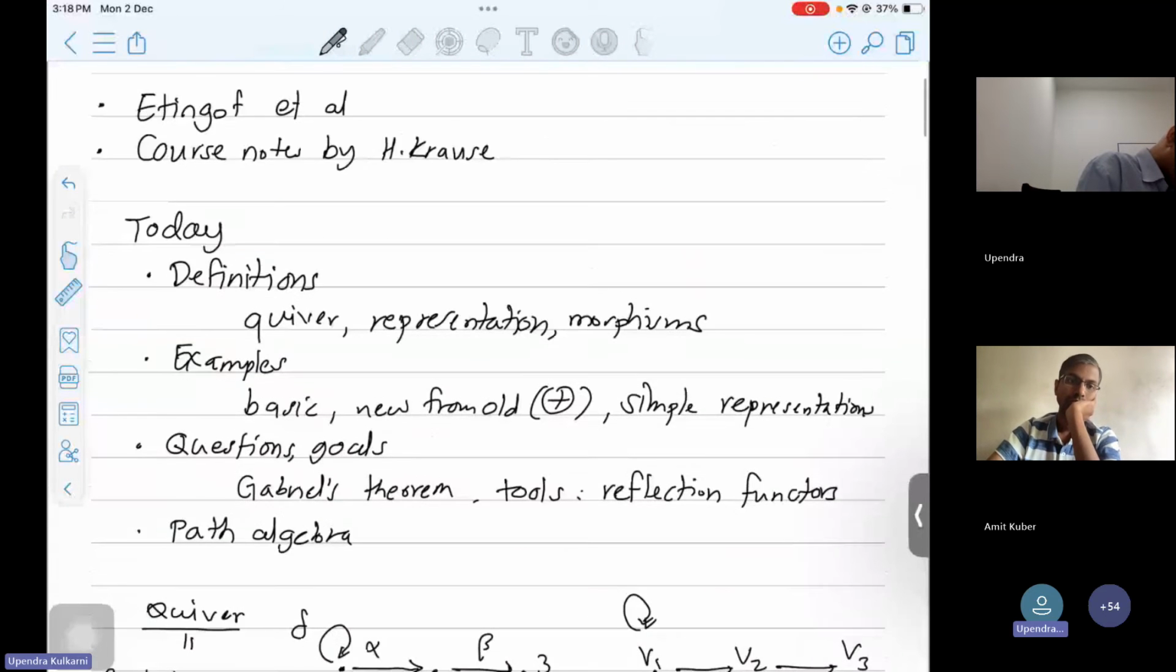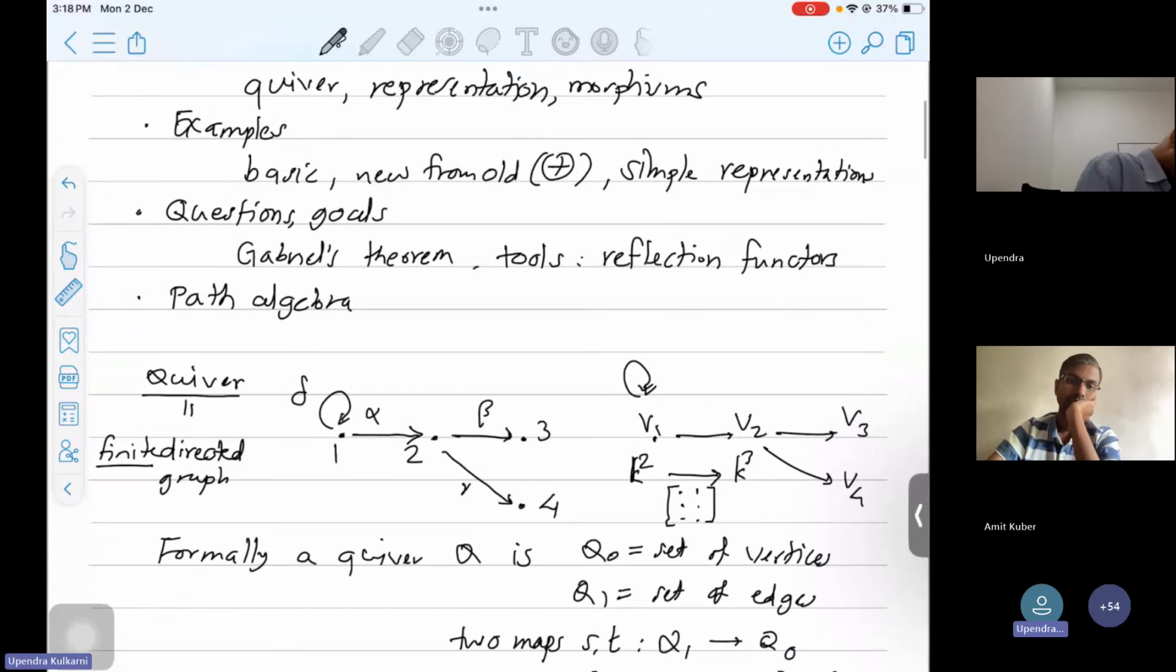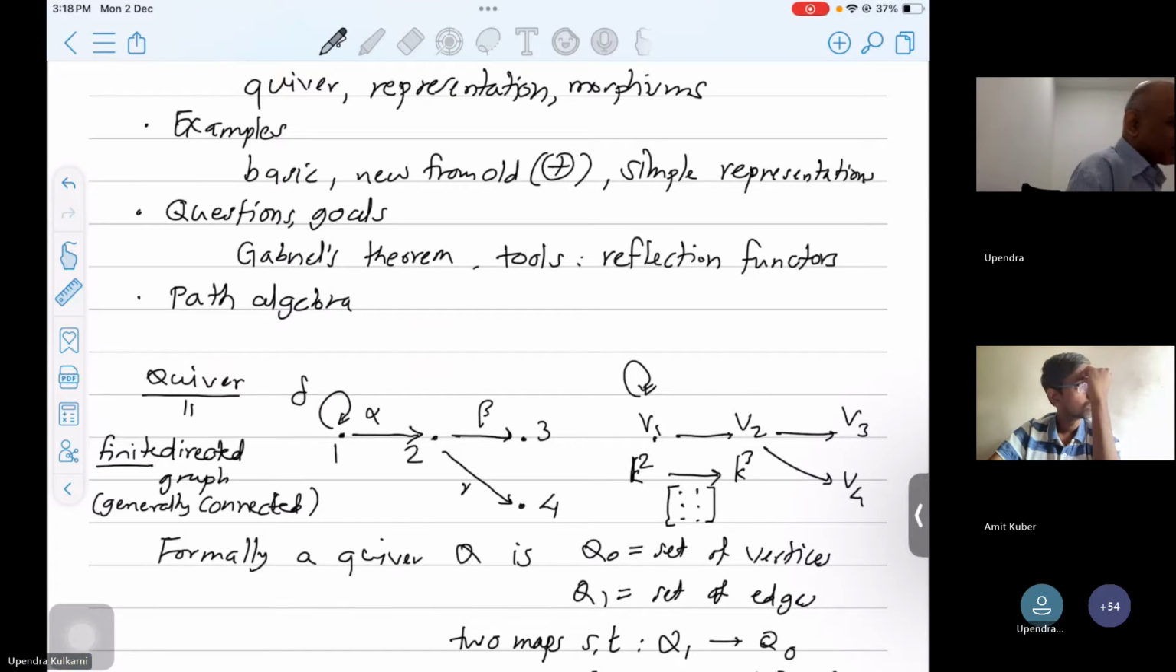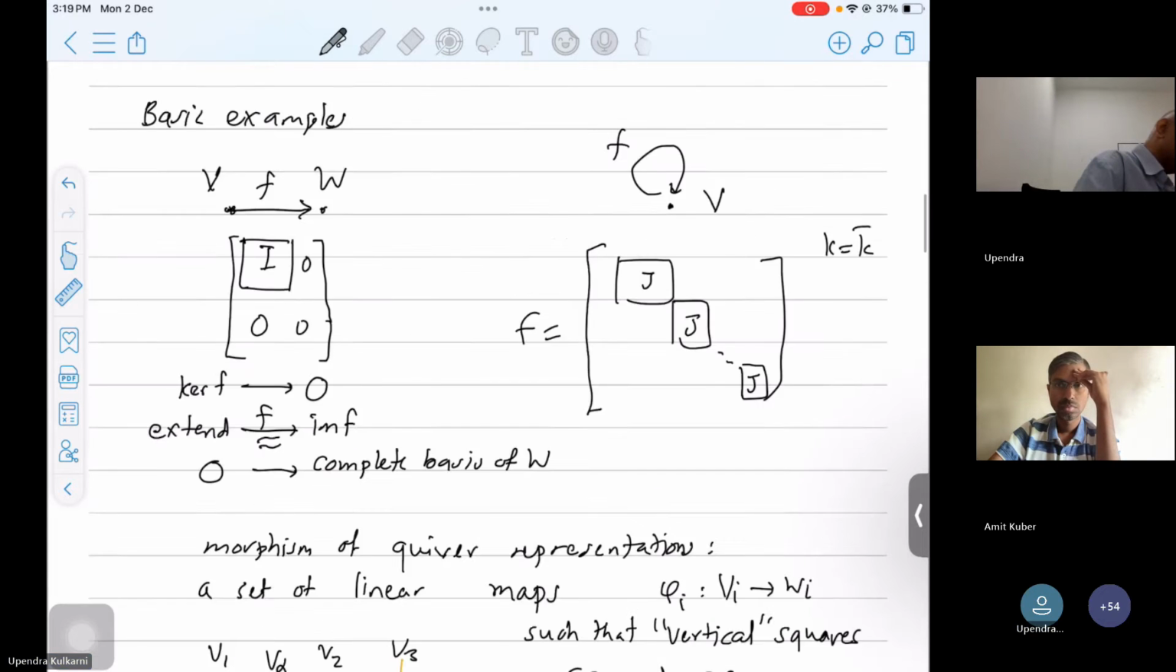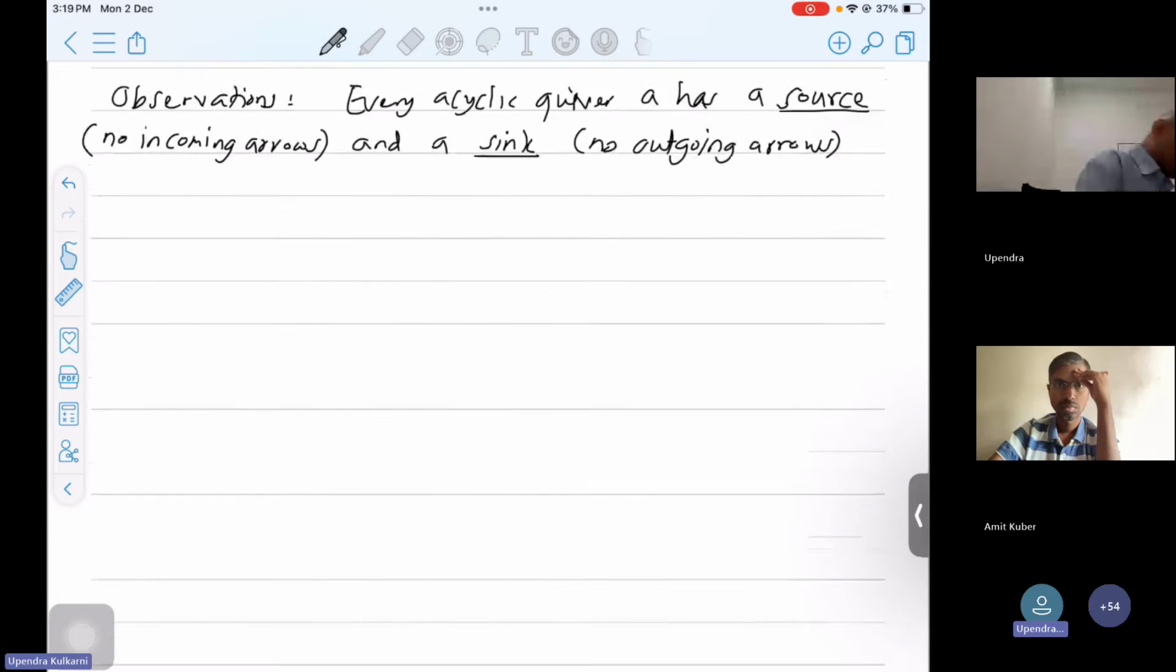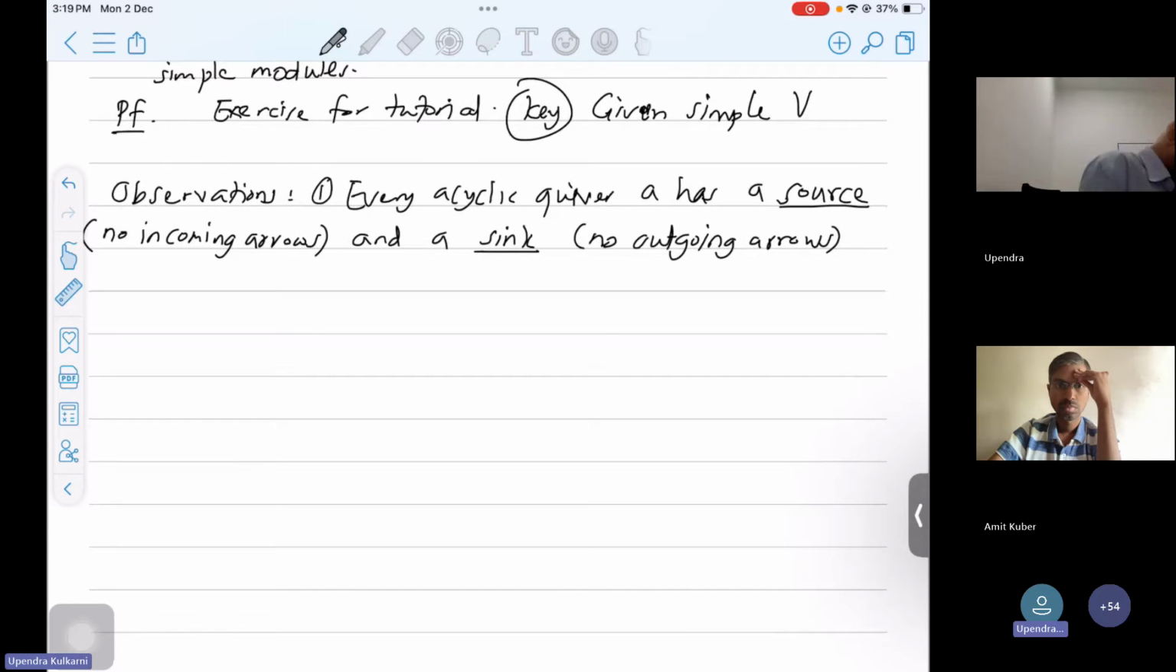Quiver: a finite directed graph. So notice that connected over here does not mean that from every vertex to every vertex there should be a path using the given arrows. It simply means that the underlying graph is connected. That is, if I forget all the arrows, then it does not break into components. Okay, so is this observation okay?